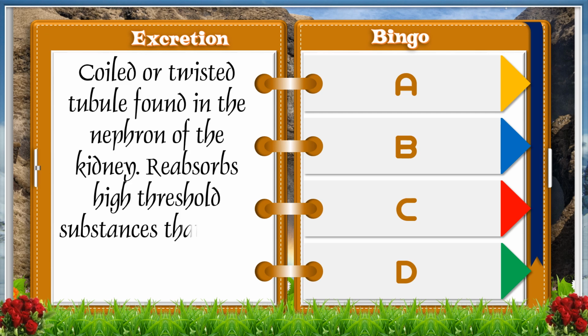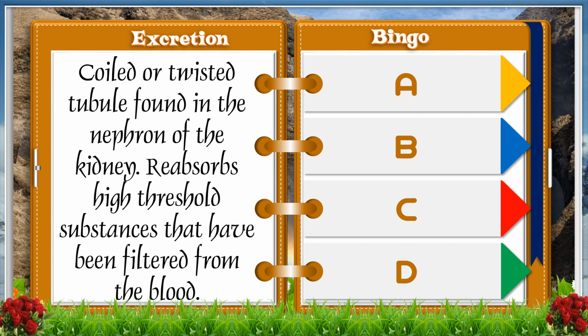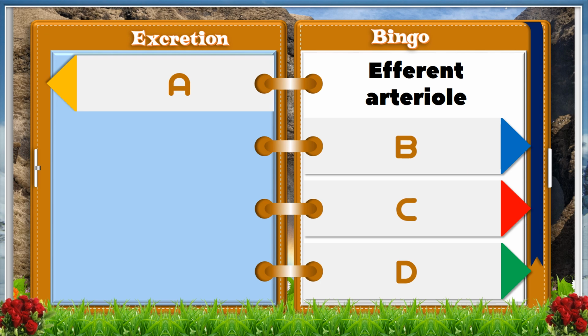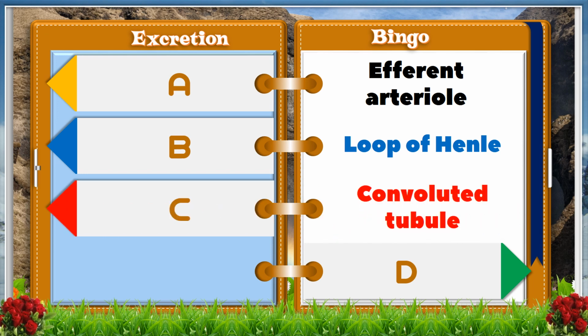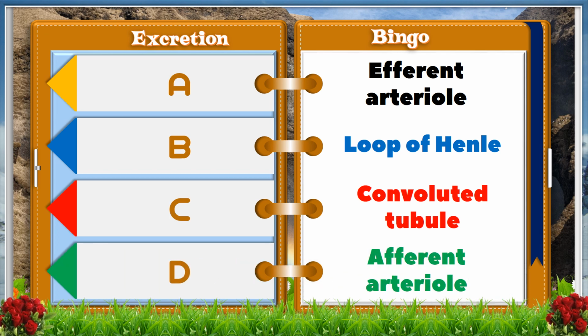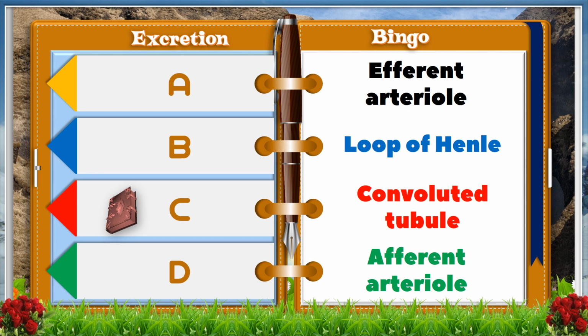Coiled or twisted tubule found in the nephron of the kidney, reabsorbs high threshold substances that have been filtered from the blood. A. Efferent arteriole. B. Loop of Henle. C. Convoluted tubule. D. Afferent arteriole. And the answer is C. Convoluted tubule.